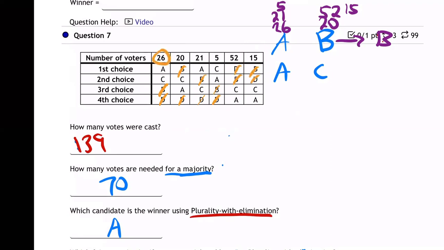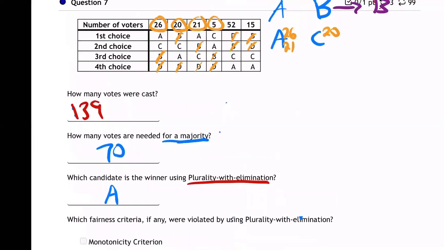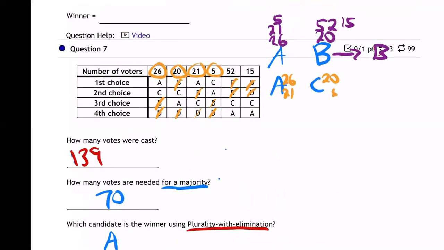These 26 like A, these 20 like C, these 21 like A, these 5 like C. Whoops, it's supposed to be a 5. These 5 like C, these 52. Oh, C's got it. 52, 50. Yeah, C's got it. All right, that's enough. I just go until I can tell. C won that head-to-head matchup, they would prefer C.